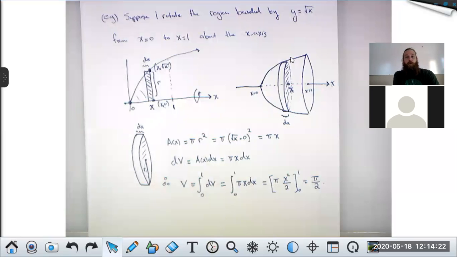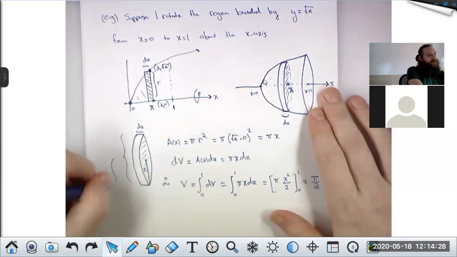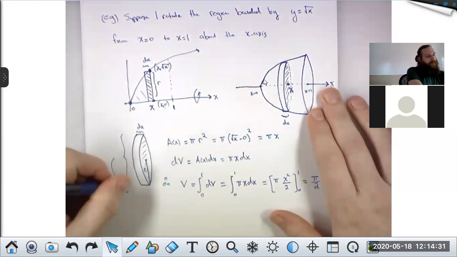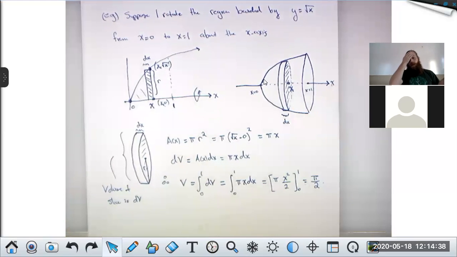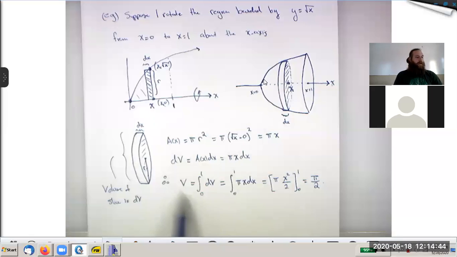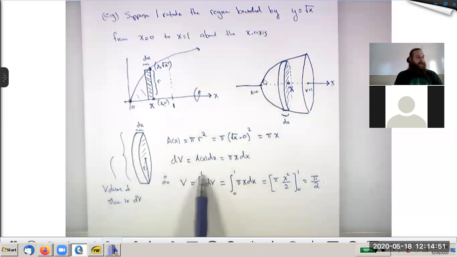Pi over 2 is the volume of the whole thing. So the volume of the slice is just dV. And to get the volume of the whole thing, I integrate all of the slices. I add up the volume of all the slices, which is done by this integral. So this statement right here, V equals the integral from 0 to 1 of dV, says the volume of the whole solid is what I get by adding up or integrating all of the little volumes.